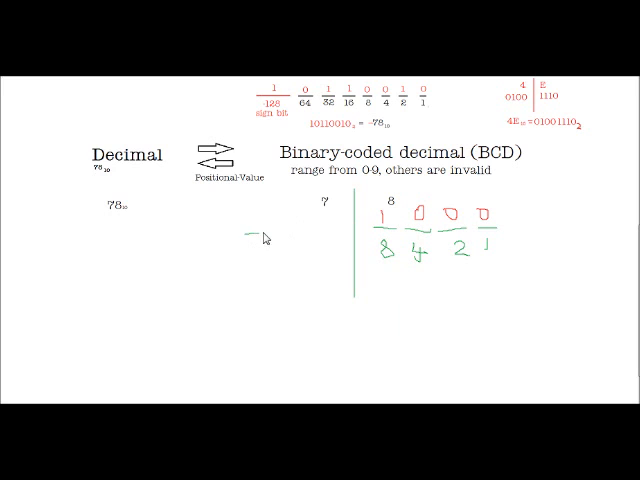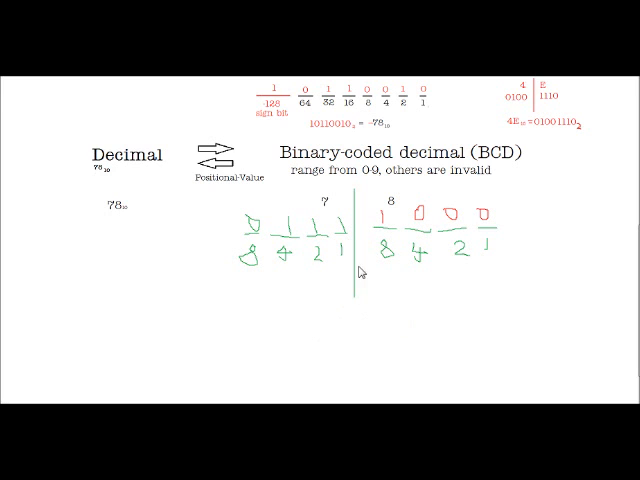Again, the same thing for the other side: 1, 2, 4, and 8. Now, since 8 cannot go into 7, so this is a 0. 4 can go into 7, this is a 1. You have a remainder of 3. 2 can go into 3, so that's a 1. And so there's a remainder of 1, and 1 can go into 1, so there's a 1 here.